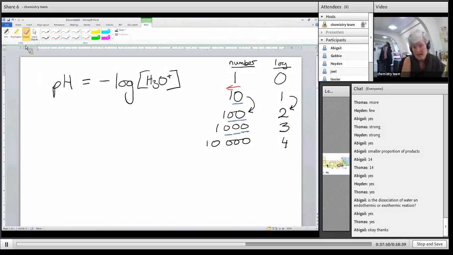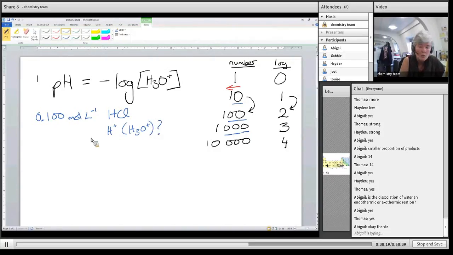For a strong acid, remember we said a strong acid dissociates completely. So if I have 0.100 mole per liter of HCl, I put that into solution. How much H plus have I got? Or hydronium ion? What would it be?